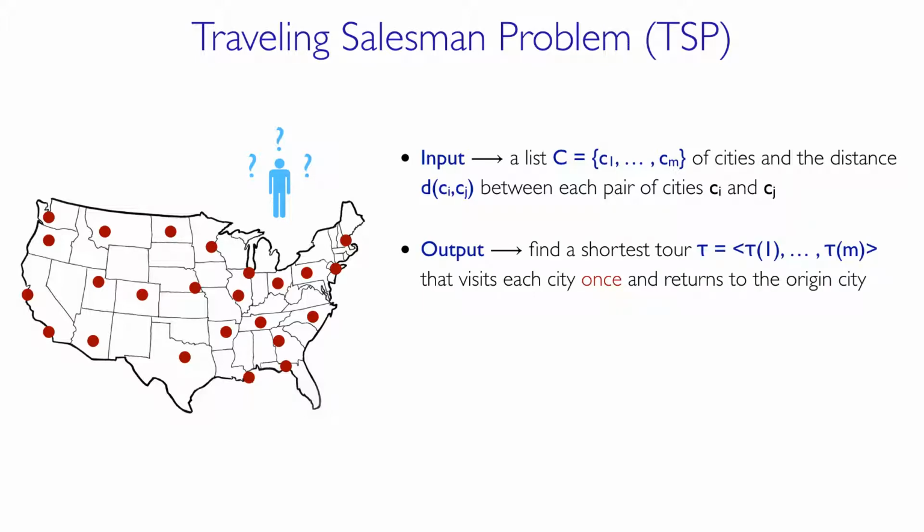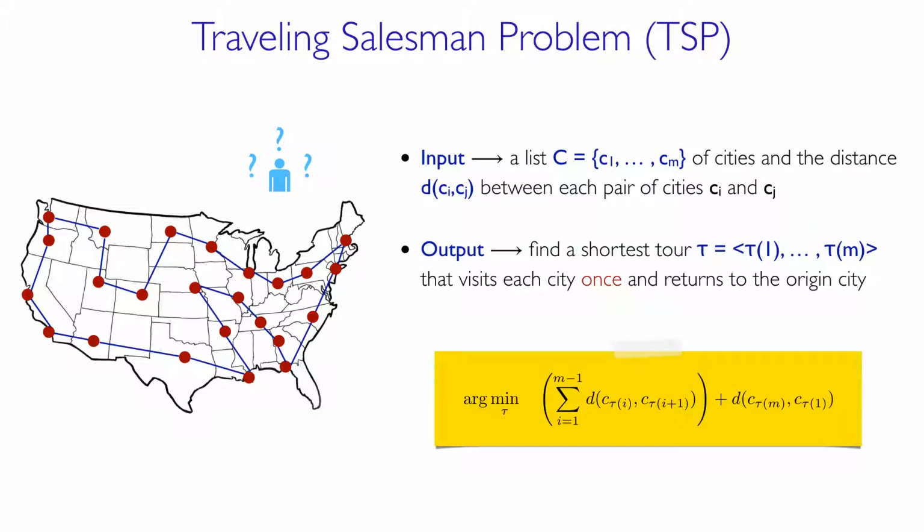The solution to the problem, that is, its output, is a tour tau of all the cities, formally an ordered list of cities, tau(1), tau(2), ..., tau(m). It is assumed that the tour ends in the origin city, that is, tau(1). The tour must satisfy the property that each city is visited once, and it must be a tour of minimum length among all the possible tours. For instance, in the picture you see a tour of minimum length for the example instance. In mathematical notation, the TSP can be formulated as the minimization problem in the yellow rectangle.